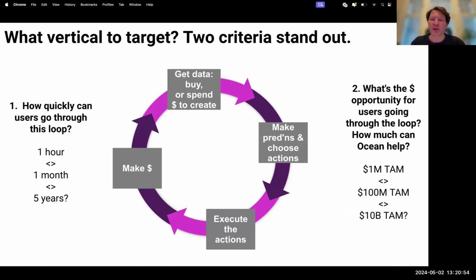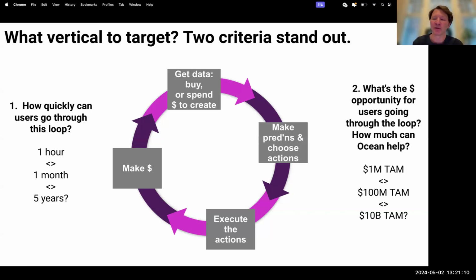So these two things together, in short, you probably don't want to go for things where it takes 5 years to go through the loop once, unless you've got really deep pockets and a lot of patience. And you probably don't want to go after a market that's only $1 million TAM, or $1 million revenue a year.